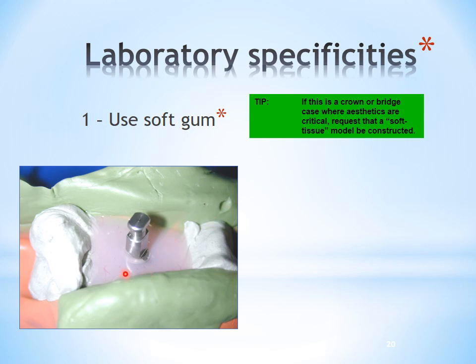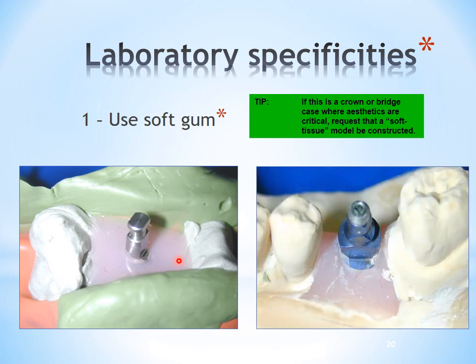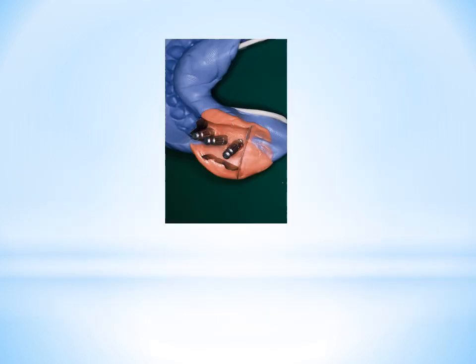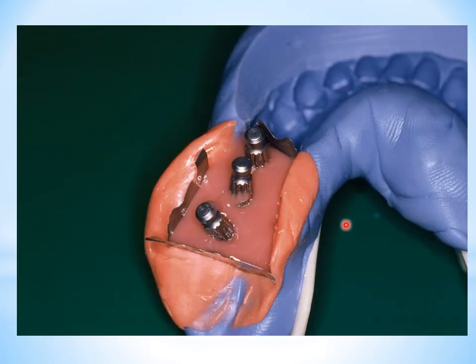This is a material that is soft in its texture and put around the analog inside the impression before we start pouring of the impression. And after pouring the stone, the shape will be as in this picture. Here also we can see the soft gum around the analogs for these implants.